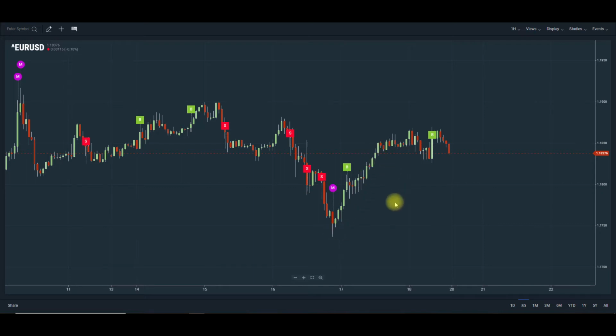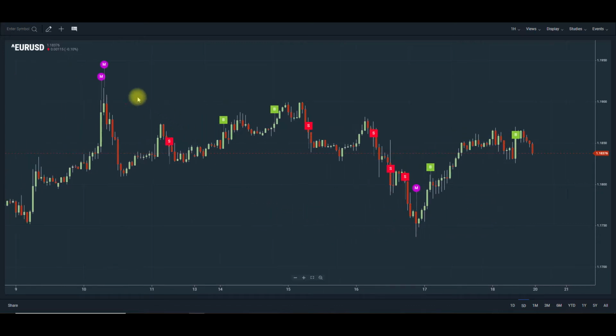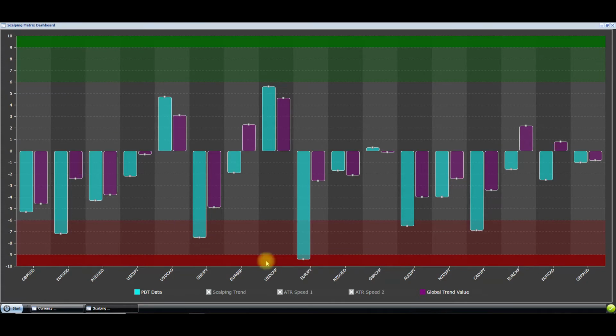So that is the basic idea, right? I'm making this a lot longer than it needs to be, but whenever this purple line gets pegged at the top or pegged at the bottom, you take the trade in the opposite direction. So if it's pegged at the bottom, you're going to buy it. If it's pegged at the top, you're going to sell it.